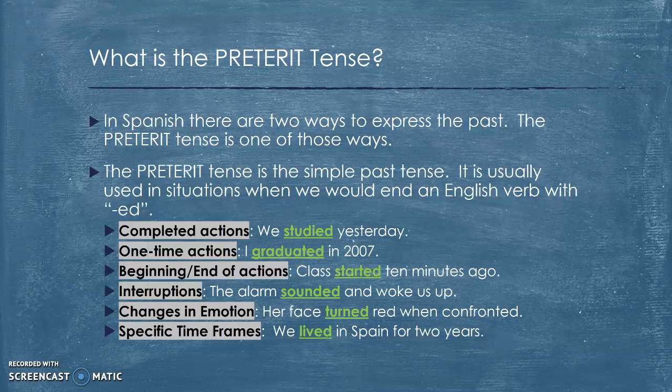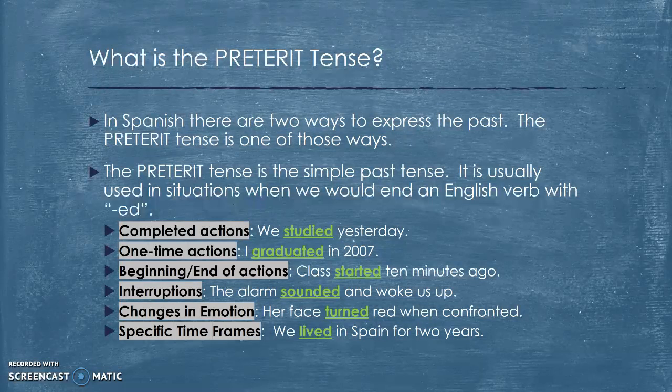Before we can really begin, we need to understand what the preterite tense is. You see, in Spanish, there are actually 2 ways to express the past: a simple past and a complex continual past. And so the preterite tense is one of those ways. It happens to be the simple past tense. The way we could correlate this to English is any verb that we would typically put ed on the end of to denote the past, that's more than likely the preterite tense.